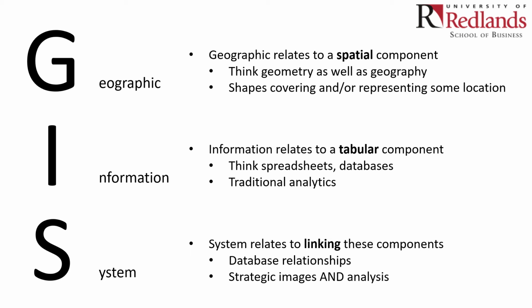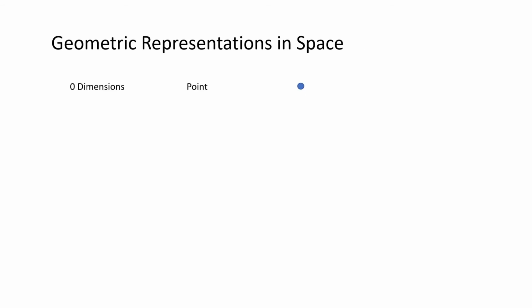System is what puts these two together, which takes the traditional analytics, assigns it to a location, and now we have a new dimension of thinking and a new leverage on how we can organize our data. This linkage happens really through database relationships and then creating strategic images in order to present that depth of analysis, whether it's quantitative or qualitative.